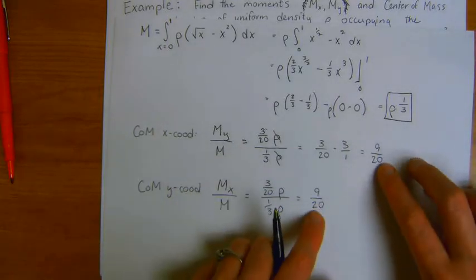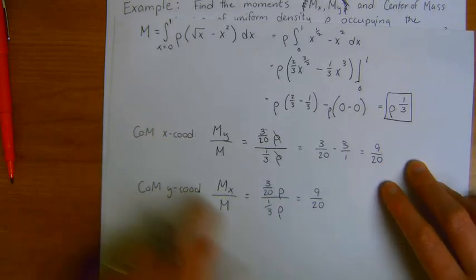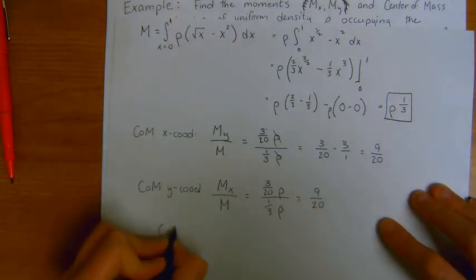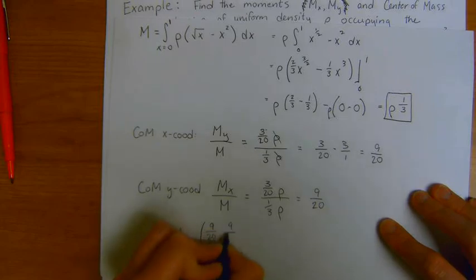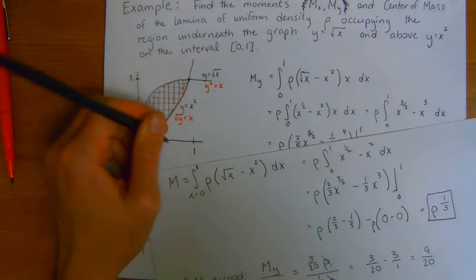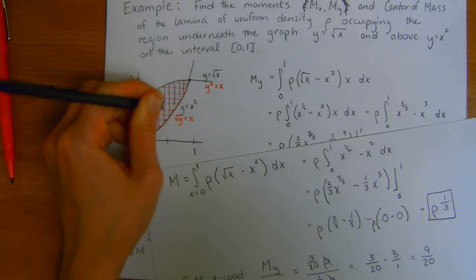Notice that these are unitless because these are coordinates. This is a place, a location in space. This is an x coordinate and a y coordinate, and I can write the center of mass as the ordered pair 9/20, comma 9/20. 9/20 is a little less than halfway over. And I might mark it with an X.